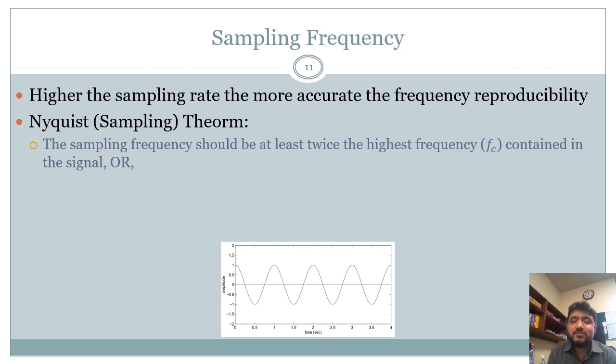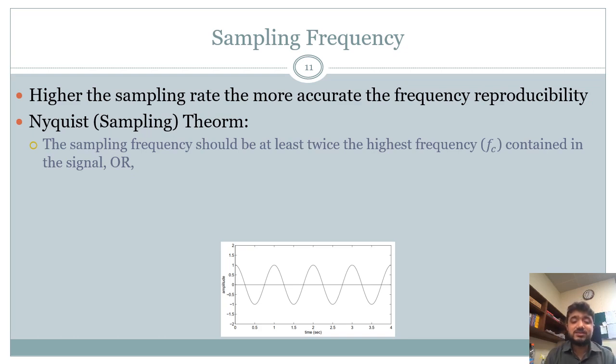So we have basically a theorem which is known as the Nyquist theorem, based on the name of the person who came up with this. This is also known as the sampling theorem. The sampling theorem simply says that the sampling frequency, and now I need your complete attention, the sampling frequency should be at least twice the highest frequency component contained in a signal.